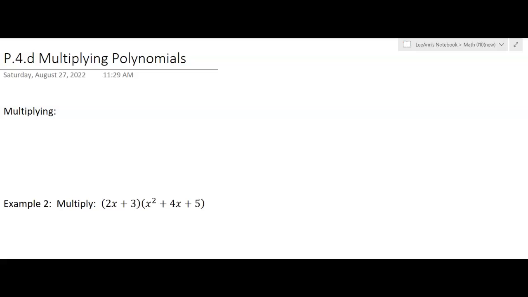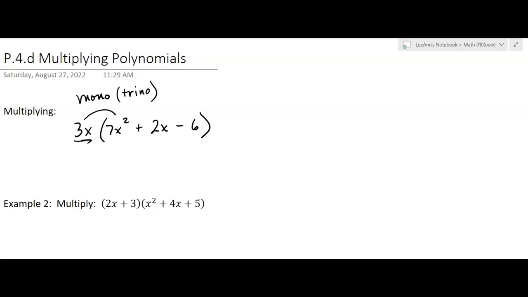Okay, so now we're going to talk about multiplying polynomials, and they can come in different forms. You could have something like a monomial times a trinomial. So I'll do a little example. Something like you have 3x times 7x squared plus 2x minus 6. Well, then you're just going to distribute the 3x times 7x squared.